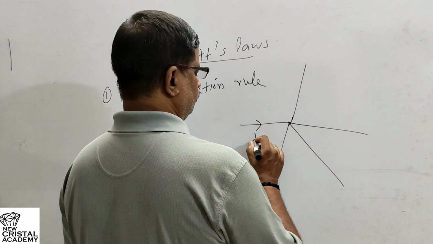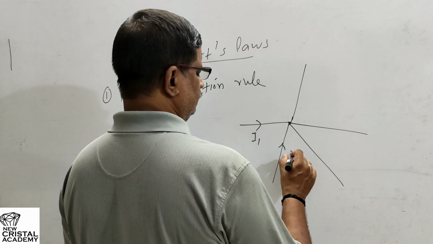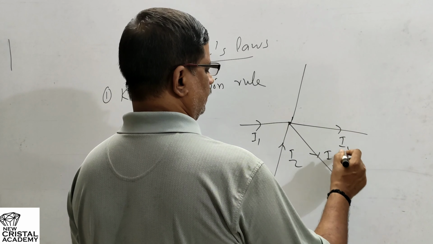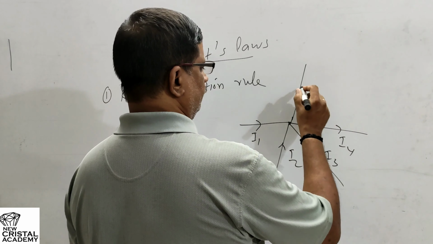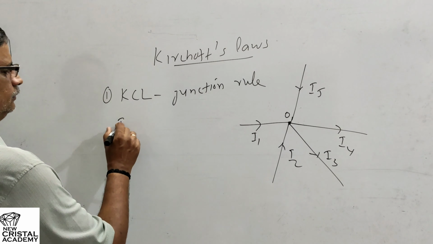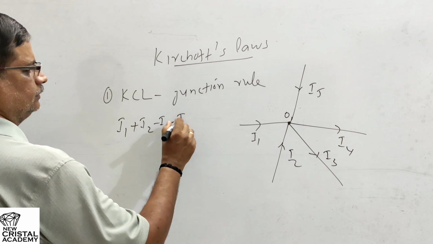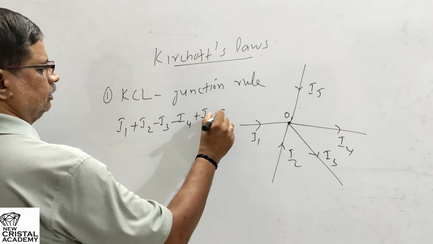So this is one branch through which a current I1 arrives, then this is another one, I2, through this one a current I3 is leaving, through this one a current I4 is leaving, and through this one current I5 is coming. So this is our junction node. If you try to apply Kirchhoff's first law, which is the junction rule, here, we have to assume that the incoming currents are given a positive sign and outgoing currents are given a negative sign. So what we will write is I1 plus I2 minus I3 minus I4 plus I5 equal to 0.